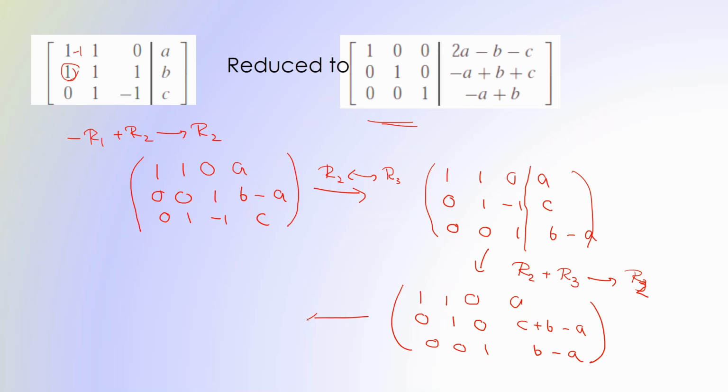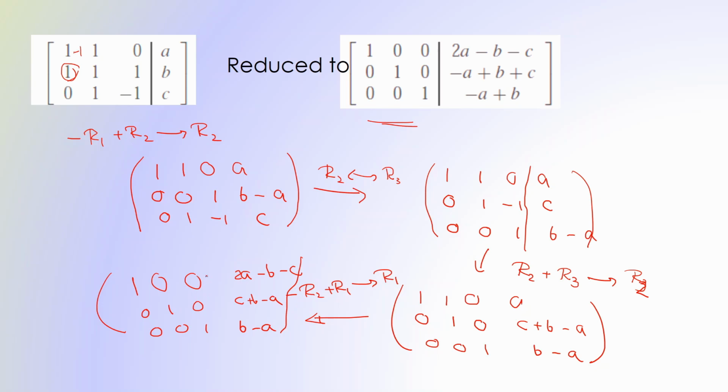Then you can multiply the second row by minus 1 and add it to the first row. So this will be your new first row. Then you have 1 0 0, and multiplying the second row by minus 1 and adding, you get 2a minus b minus c. So 0 1 0 c plus b minus a, and 0 0 1 b minus a. So that's how we perform the Gauss-Jordan elimination process.